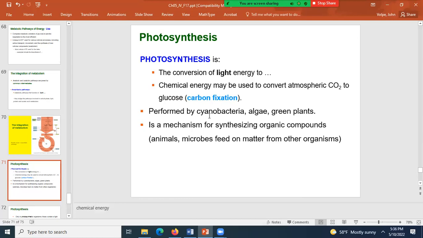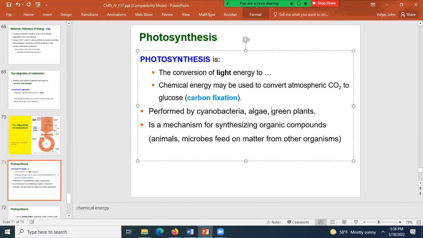Photosynthesis is performed in obviously green plants, you all know that, but it's also performed in algae, and then the cyanobacteria, the photosynthetic bacteria. And strictly speaking, this is a family. There is more than one family that performs photosynthesis in the bacteria.